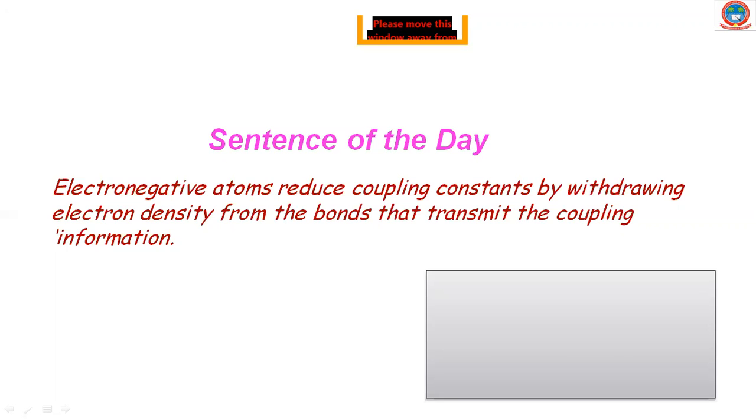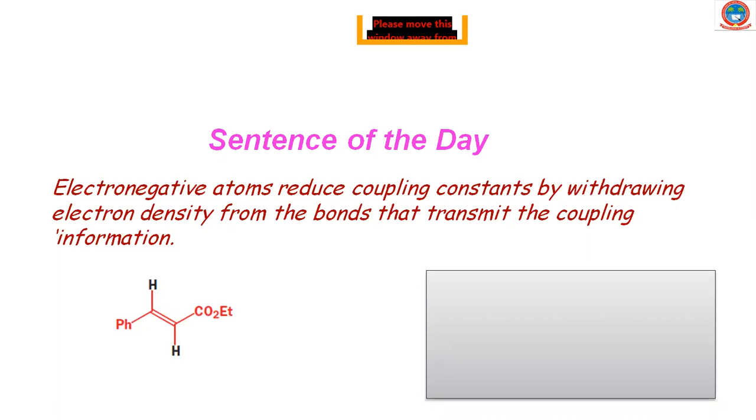The maximum electron cloud should be between the two protons which are under coupling effect. If there is less electron density around them, there will be less coupling. So what are the factors which decrease the density of electron around those protons which are in the circle of coupling effect? So let us take an example now.